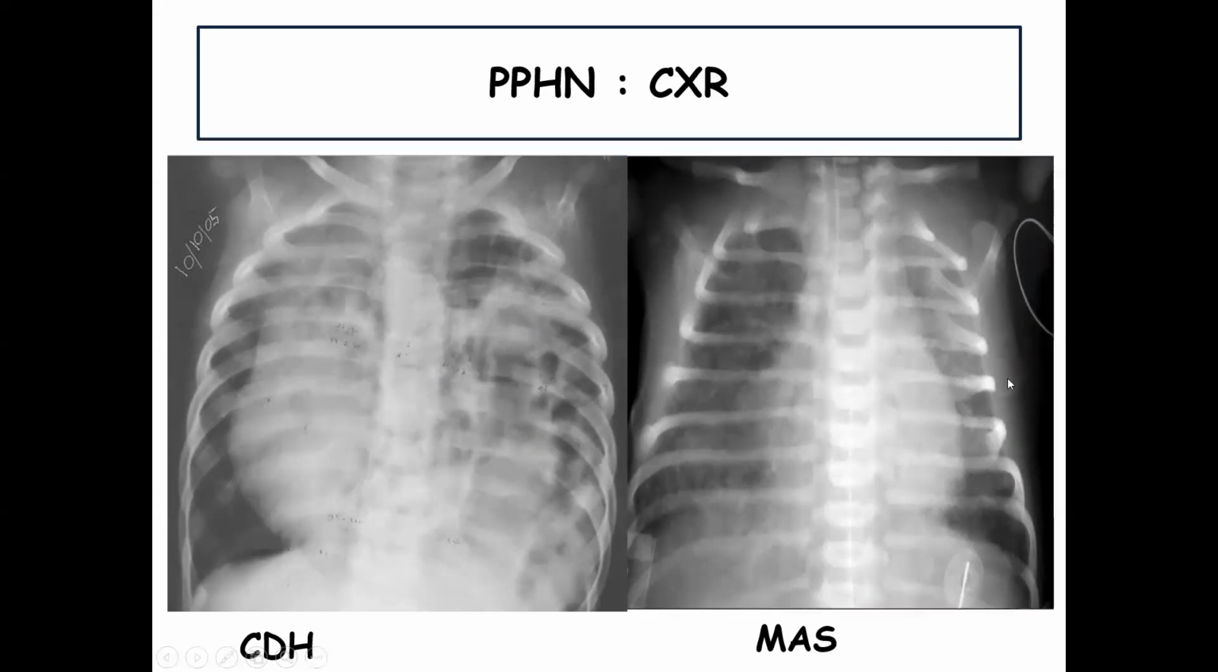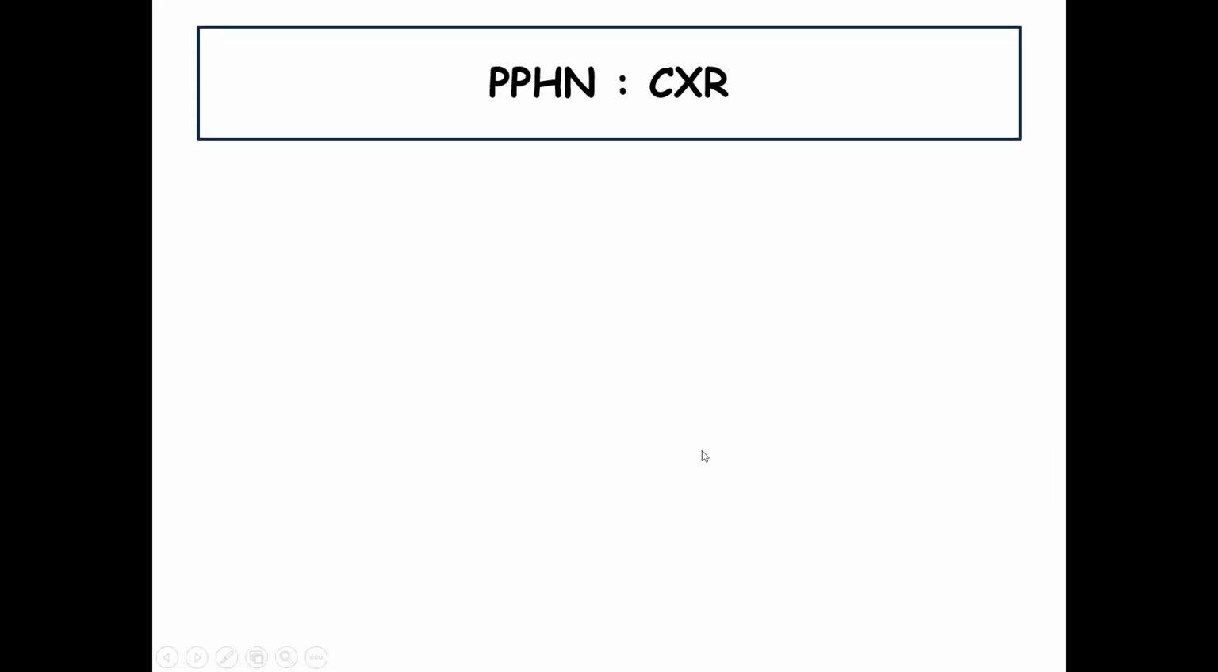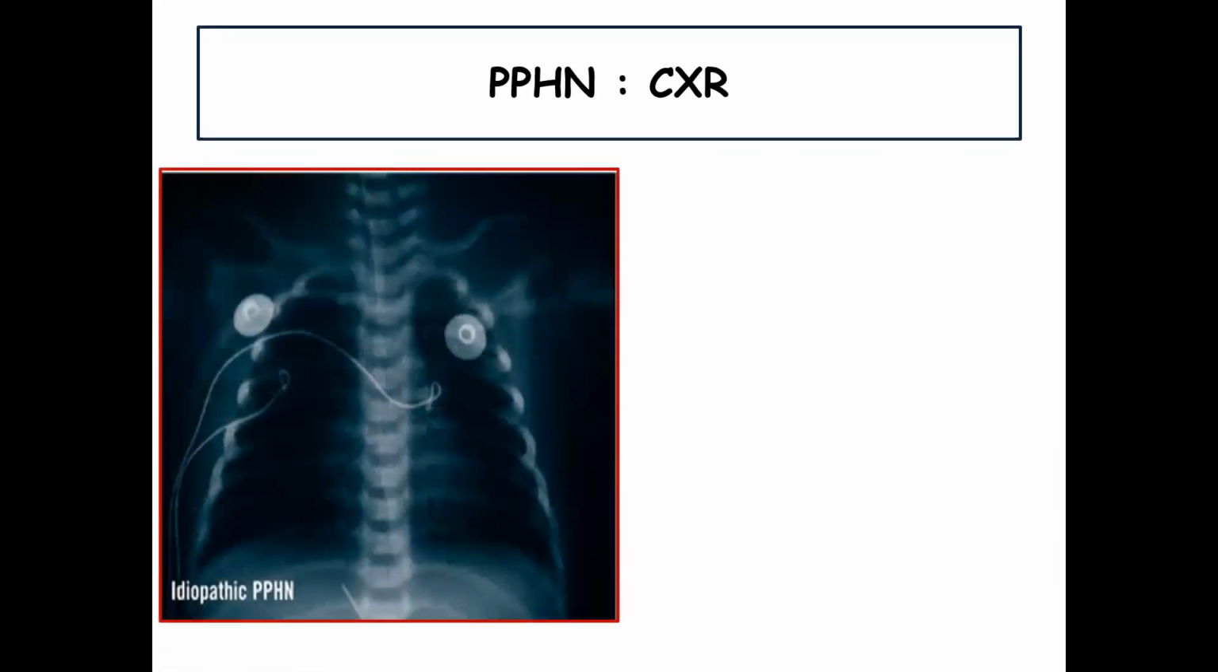appreciate that the lungs are hyperinflated on both sides, and there is the presence of inhomogeneous and bilateral coarse opacities involving both lungs, and the presence of hyperinflation and few cystic changes in the right lower lobe, indicative of likely meconium aspiration syndrome.